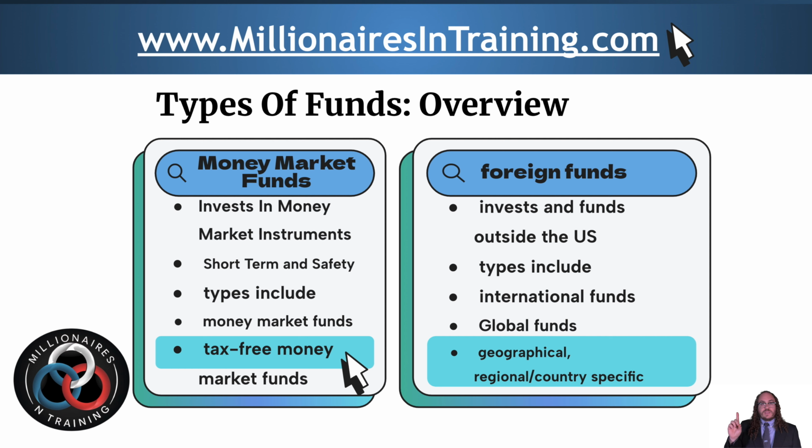For a fund investing in securities outside of the United States, the different types of foreign funds include international funds, global funds, and geographic funds. An international fund will solely invest in common stock issued outside of the United States. So they are aggressive because they're investing in that common stock.